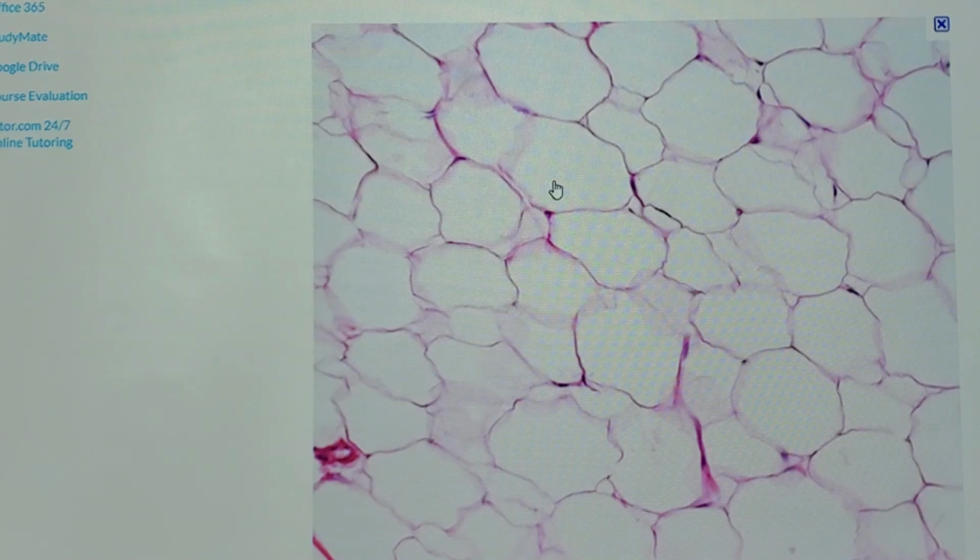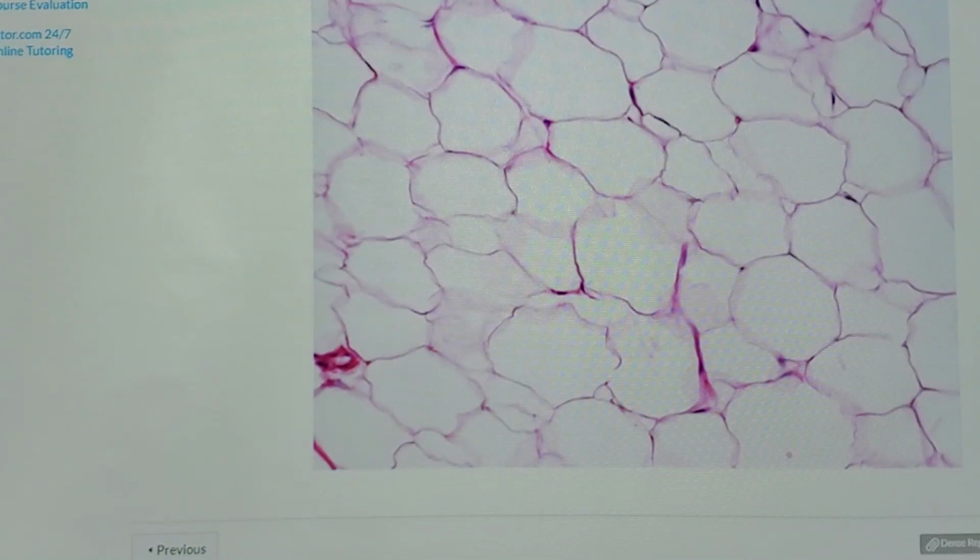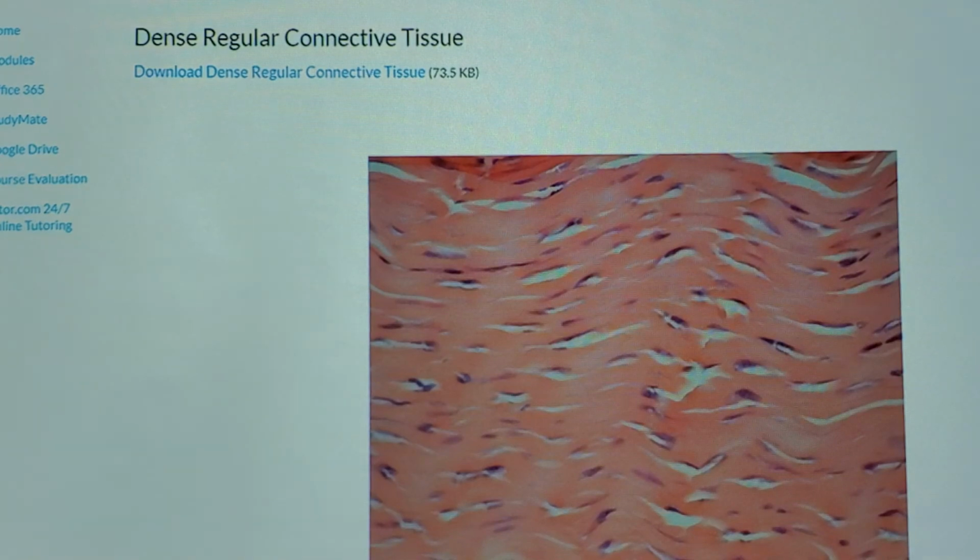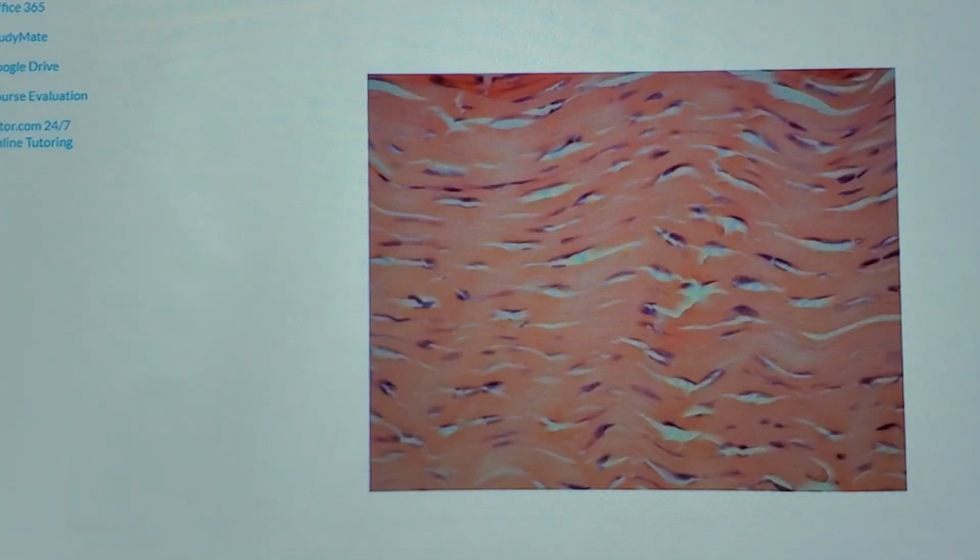Got it? Now, the next slide is going to be what we call dense regular connective tissue or dense connective tissue. All of these pink lines running across are lots of collagen fibers all stuck together, and they make these thick ropes of collagen running across this way. All of the purple things are the fibroblasts. It's the nucleus of a fibroblast.